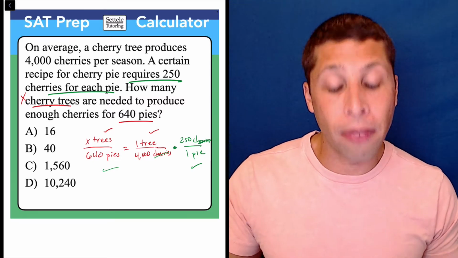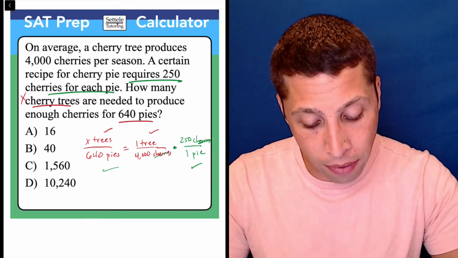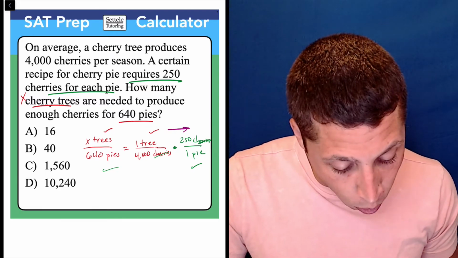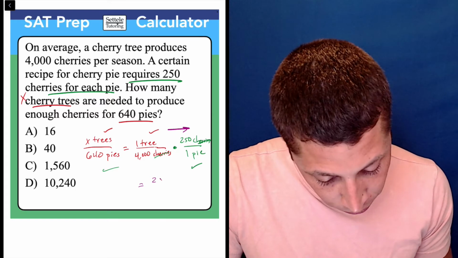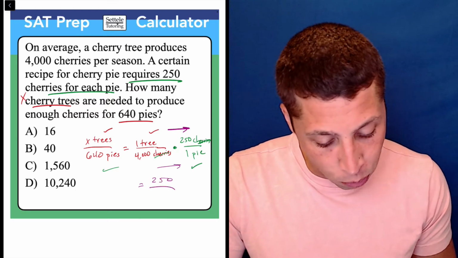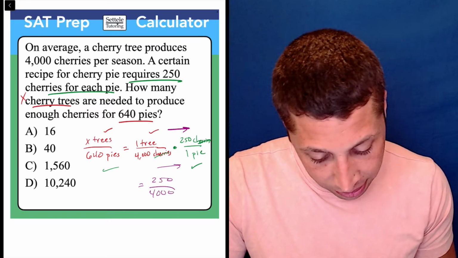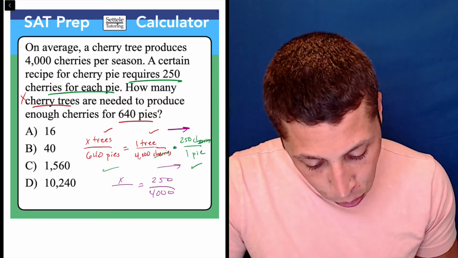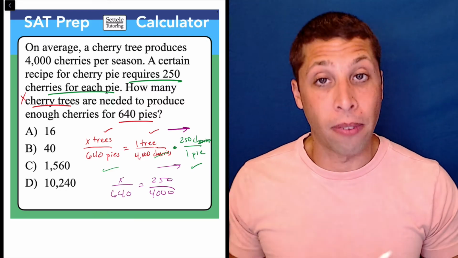So I just need to simplify the right side and then cross multiply and divide. So let's just do 1 times 250. Well, that's just 250. And 4,000 times 1, well, that's just 4,000. So that's nice and easy. And that is equal to x over 640. Nothing to simplify on that side.